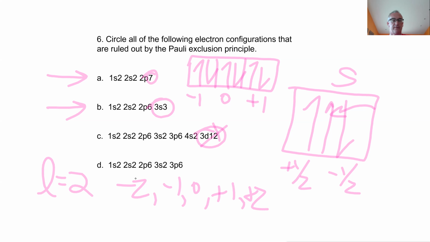Excellent. What about the last one, D? It looks good. Yeah, that's fine. There's no problems with that one. All the S orbitals, all the S subshells have 2 electrons in them. The P orbitals have 6 in them, so we're good.